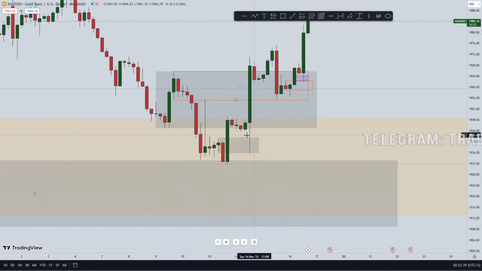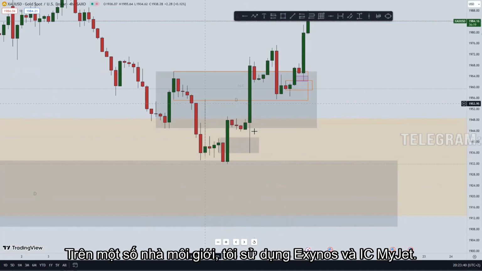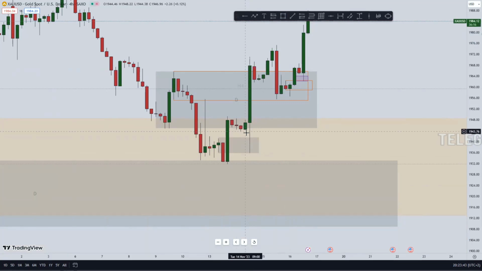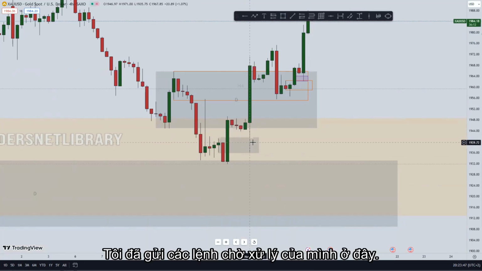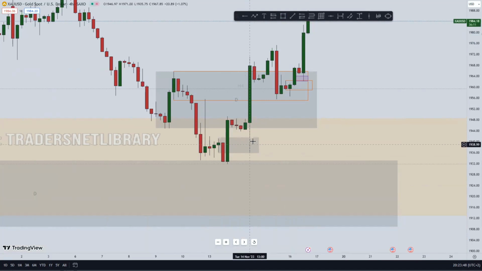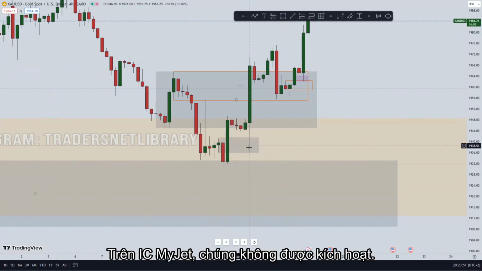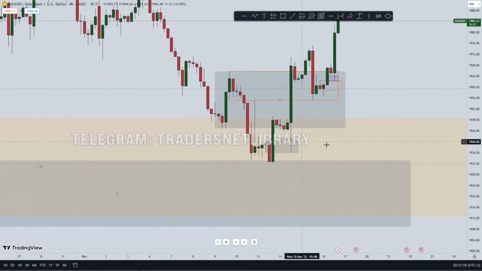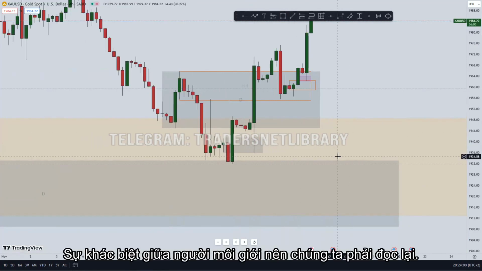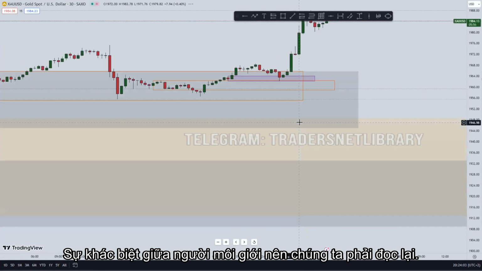So this was news. On some brokers, I use XNET and IC Markets. On IC Markets, I didn't have this spike here. I set my pending orders here on IC Markets. They didn't get activated, but on XNET they were all activated. So it's broker difference. We have to live with it.